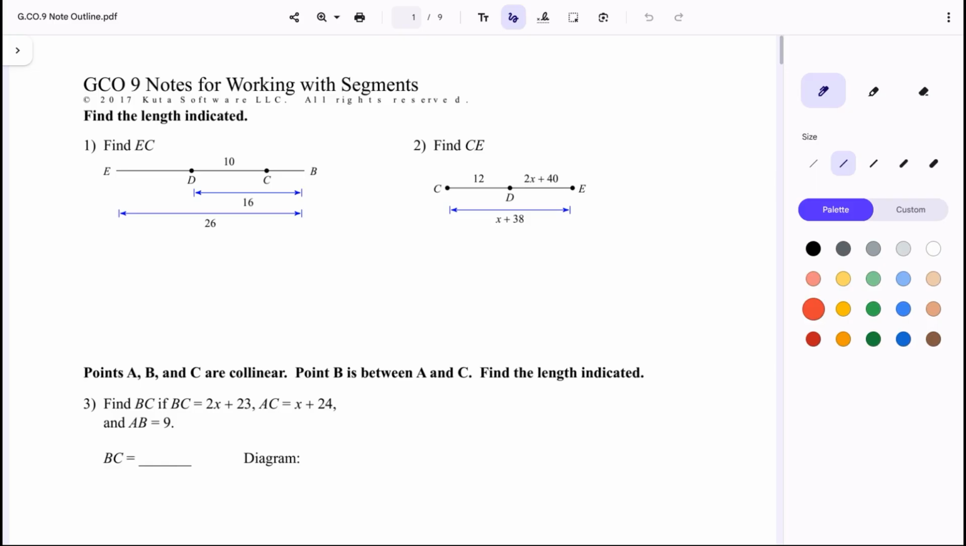Before we get too far into it, there's one vocab word that I want you guys to just write down, and that's just going to be here at the top. And this word that I want you to write down is called collinear. Collinear kind of sounds like the word linear that we've seen with lines, which makes sense if we're talking about segments that would come from a line.